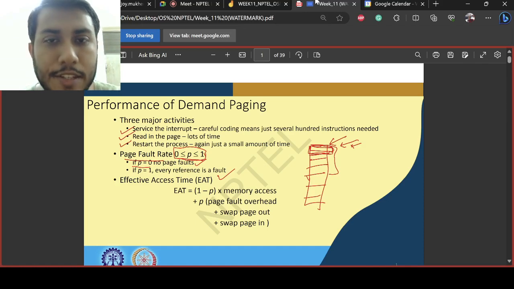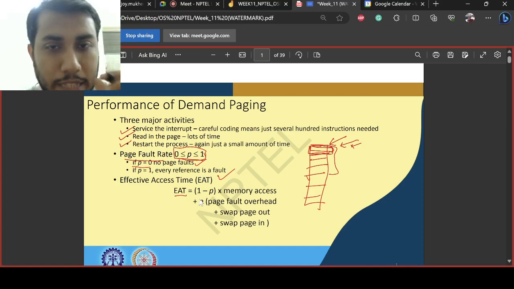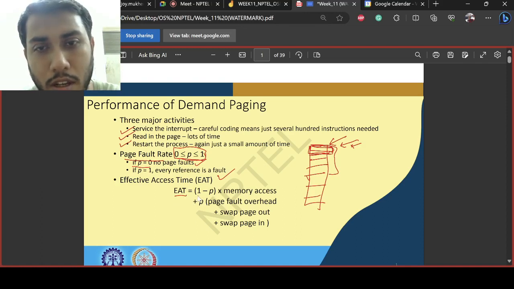So effective access time, EAT, in each case is basically your non-page fault part, plus p times, suppose it is p times there is a page fault, the overhead in case of a page fault. One is the page fault overhead, and then swapping a page out and swapping a page in.